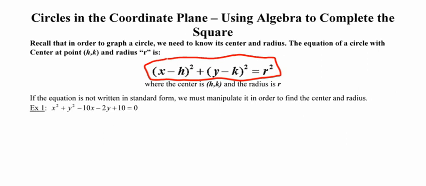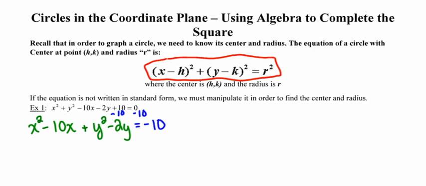I'm going to begin by grouping all of my terms that have x's together, all of my terms that have y's together, and everything that doesn't have an x or a y, I'm going to move to the other side of the equation by adding or subtracting it. So I'm going to group the x squared and the minus 10x together, and the y squared and the minus 2y together. And I'm going to subtract 10 from both sides of this equation and move that to the other side.